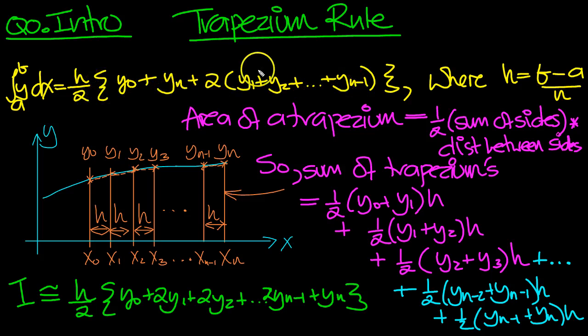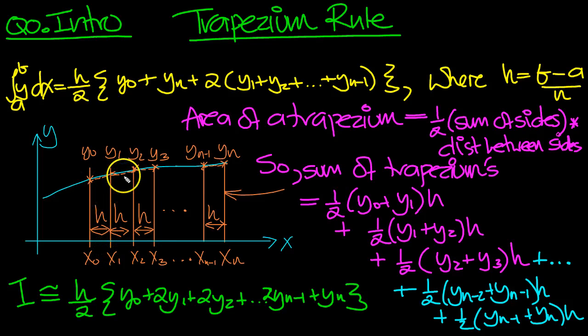Here's the formula. These are the y-ordinates. You basically have a curve and you want to approximate the area under the curve, and the trapezium rule basically draws a series of rectangles and makes trapeziums out of them. And it uses the formula here. Area of a trapezium is half of the sum of the sides times the distance between them.